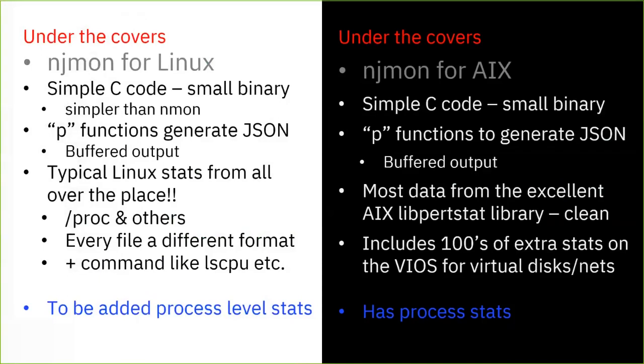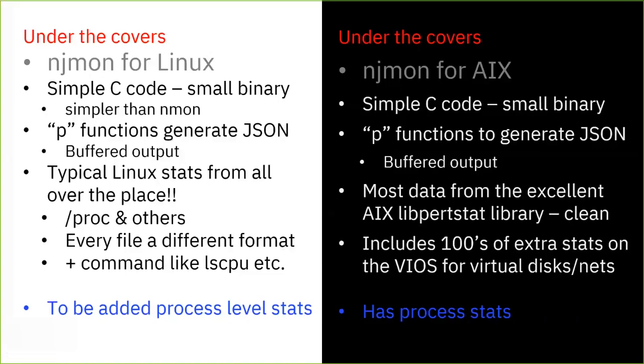NJMON for Linux is pretty simple code, plods from top to bottom and goes around a big loop. I've got a set of P functions like P string, P long, and P double. This actually adds the different data types into the data structure, and P section gives you the section header for the JSON, like CPU, memory, disks, and things like that. In Linux, the stats are all over the place, loads of it in /proc. Every file has a different format, drives me nuts. And then sometimes we have to go and run a command to get the data out.